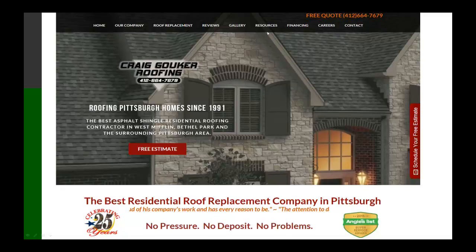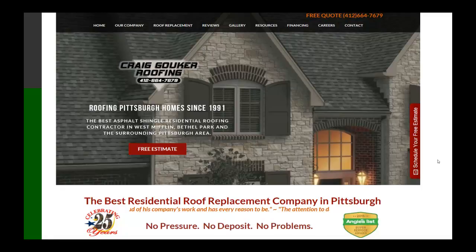There's a bunch of resources. You can look at financing options, careers if you want to do that, contact them, schedule an estimate. You can't really tell here, but they have testimonials scrolling at the bottom of the page. There's just a ton of information, and I'm not saying it's a bad website or even a bad company.